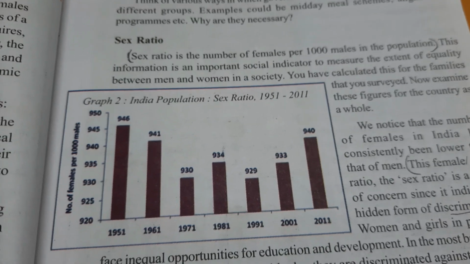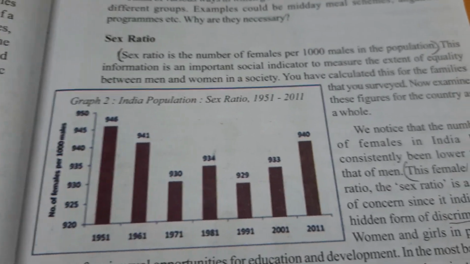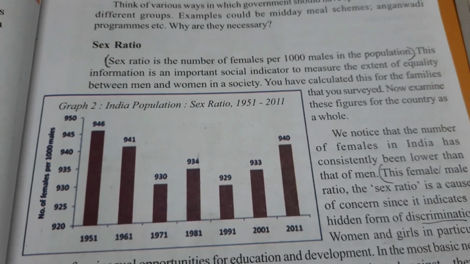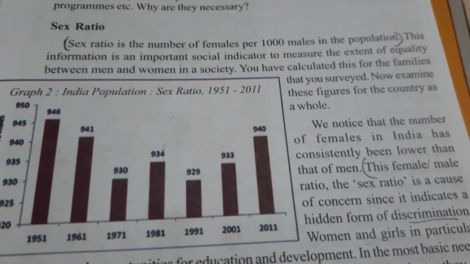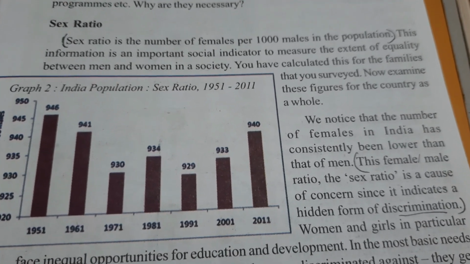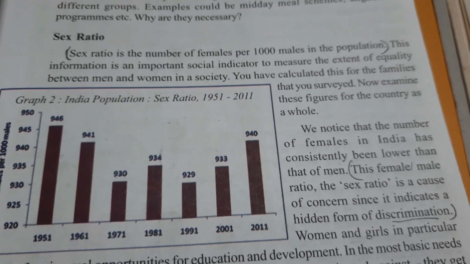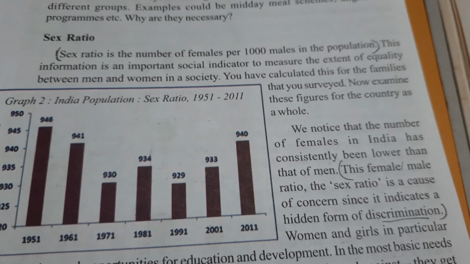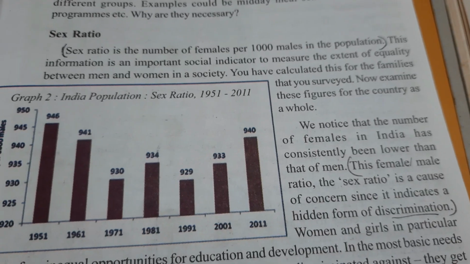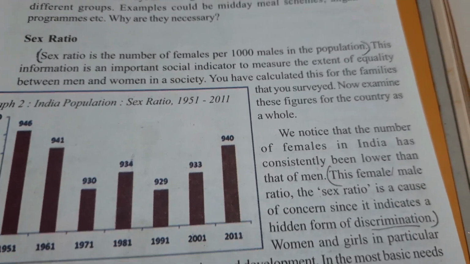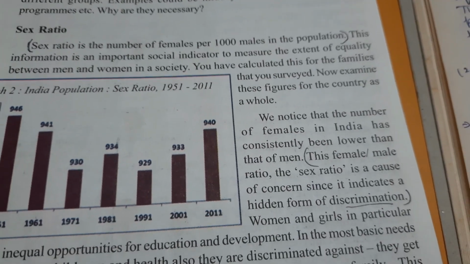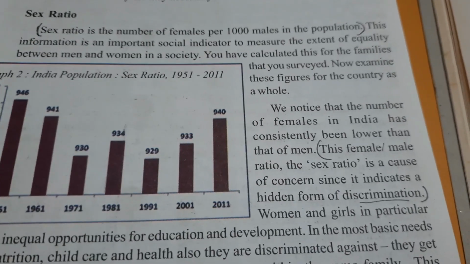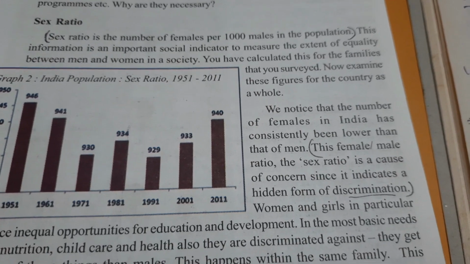Sex ratio is a social indicator for equality. Suppose there are 1000 females per 1000 males, that means there is equality in the society. But if the number of females is less compared to the number of males, that means per 1000 males, if there are less than 1000, less than 900, less than 800, it shows a discrimination in the family against the female population.